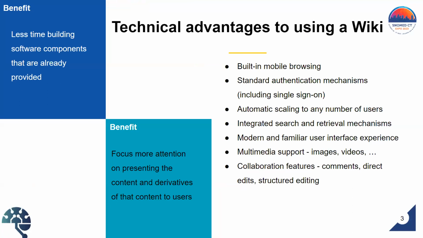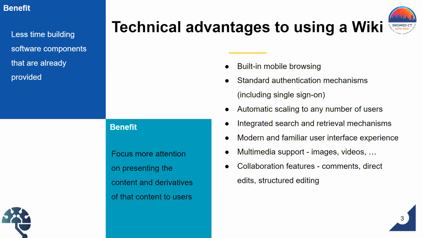By using a wiki, we spend less time building software components because there's a lot of stuff already included, and it's a kind of natural way to display the information. So we can focus more attention on presenting the content and derivatives of that content. And we get things for free, like mobile browsing, user management, scaling to essentially any number of users, including the ability to have a public distribution of the content. So paid users don't have to be the only ones who can access it.